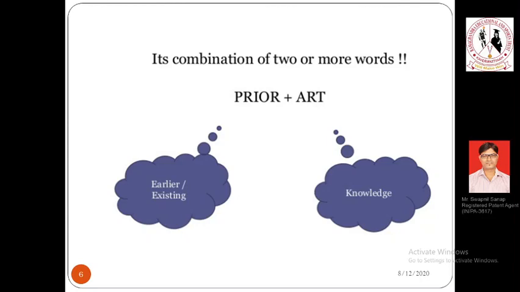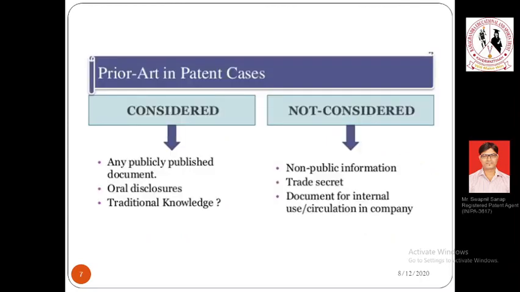Prior, as in normal English, means earlier or existing, and art is nothing but an art, or let us say literature or a knowledge that is available before something. So, earlier or existing knowledge. That is a simple understanding and simple explanation of the term prior art. I hope there is no question on this because it's a very simple confirmation. Let us move on to the next thing.